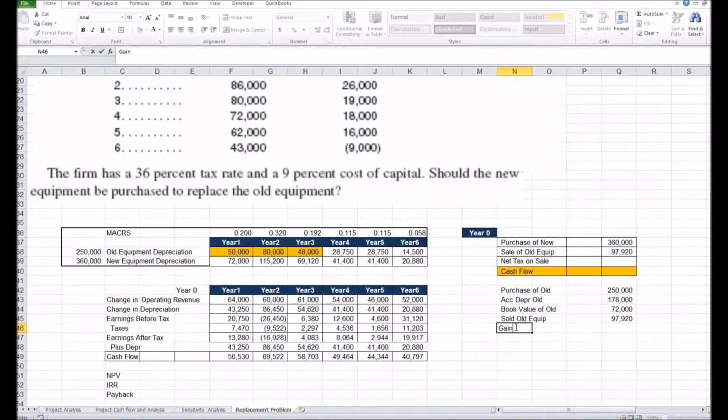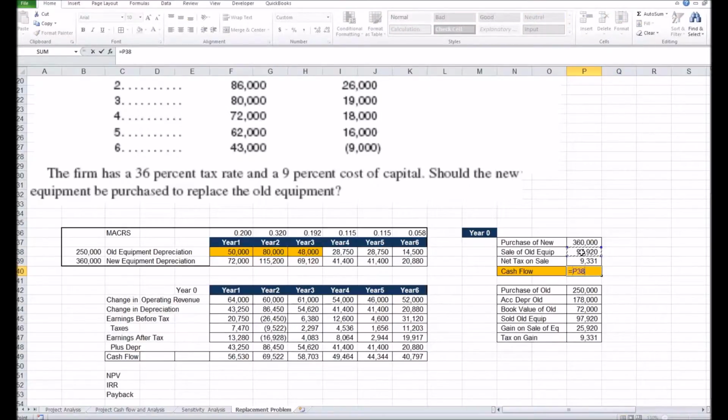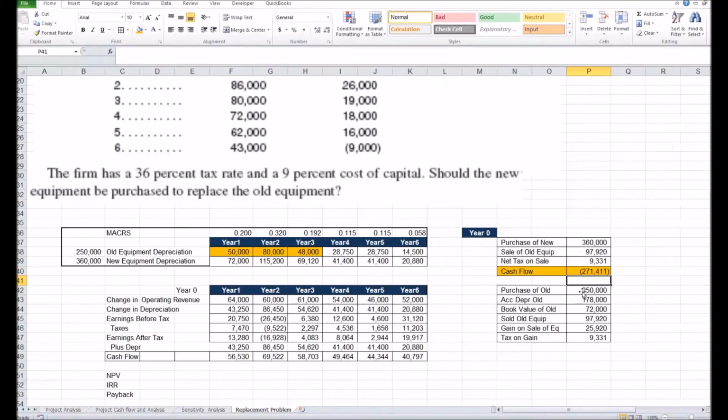We had a gain on the sale of equipment, and in this particular case we need to pay taxes on it. The gain on the sale was 97,000 minus the 72, and the tax on the gain would be equal to 36% times 25,920. That's the amount we need to bring up here as taxes. Our net cash flow is equal to sale of the old minus the net taxes minus the purchase of the new piece of equipment. That gives us our year zero cash flow.